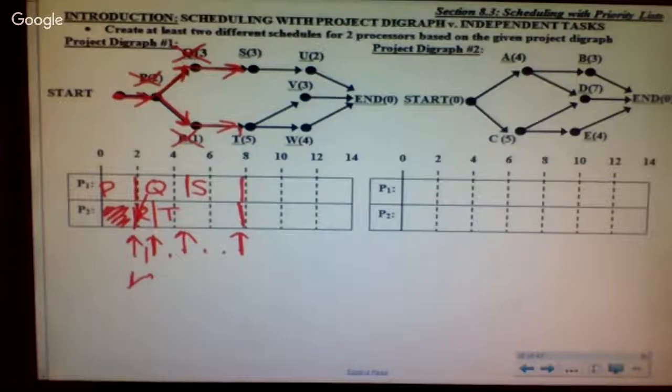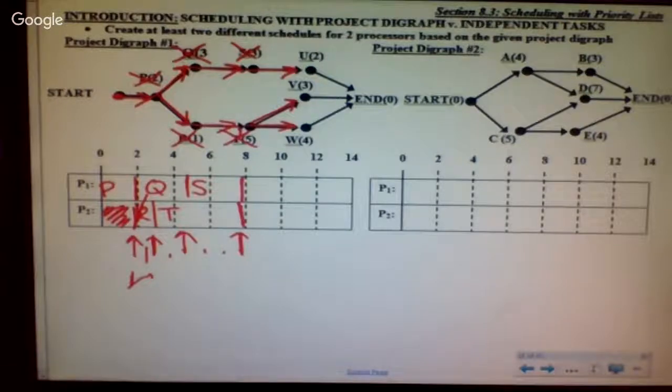Nobody's working now. Both processors have finished. So task S is now done, which leads to U, and task T is now done, which leads to W and to V. So now I've got 2 processors open and 3 tasks that are ready to be scheduled. It doesn't matter which one you put where. So what would you like to schedule for our 2 processors? I need to pick 2 of the 3 that I have.